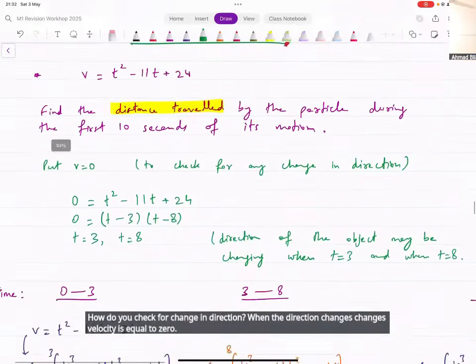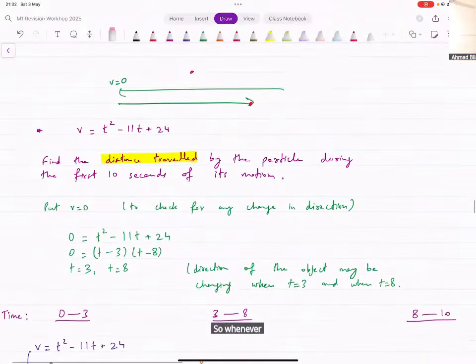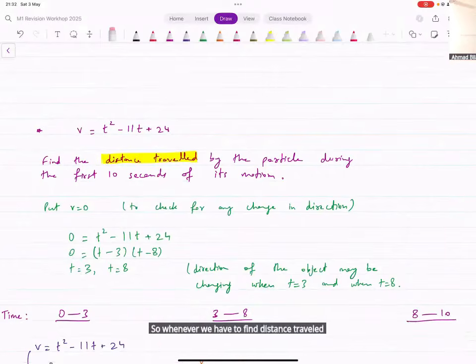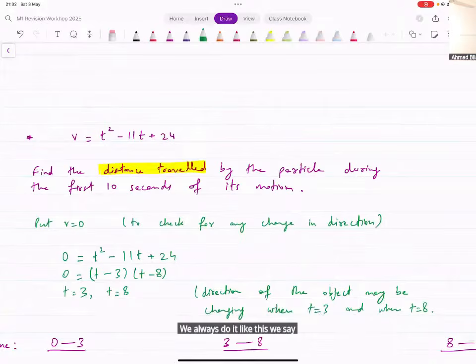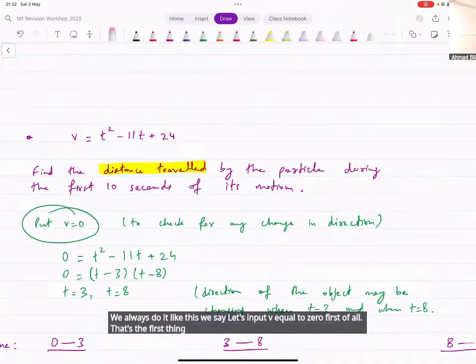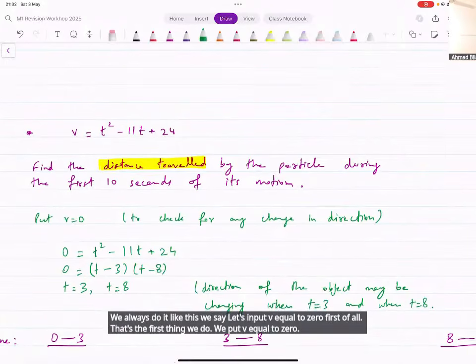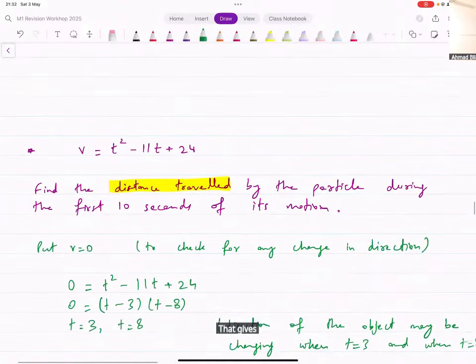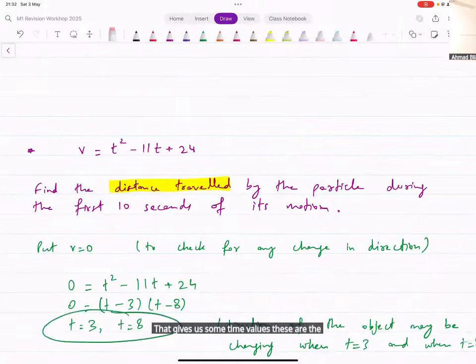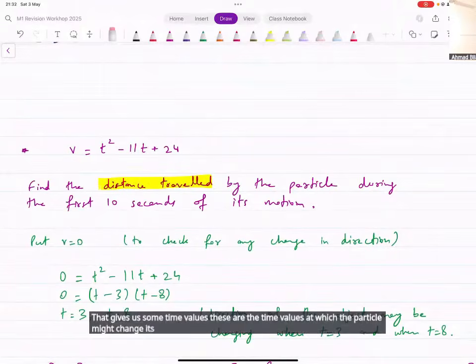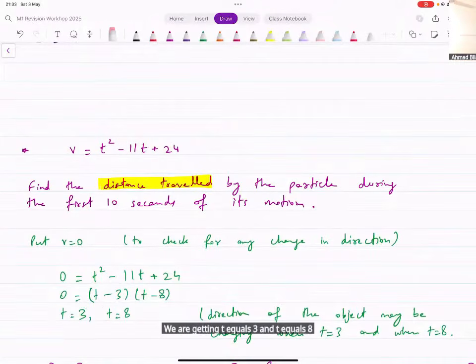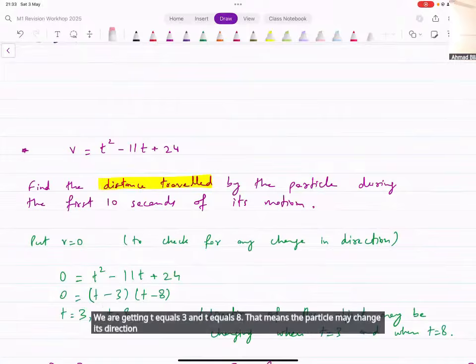So whenever we have to find distance traveled from one point to another, from one time instant to another, we always do it like this. We say, let's input v equal to 0 first of all. That's the first thing we do. We put v equal to 0. That gives us some time values. These are the time values at which the particle might change its direction. We're getting t equals 3 and t equals 8. That means the particle may change its direction at time equals 3 and time equals 8.